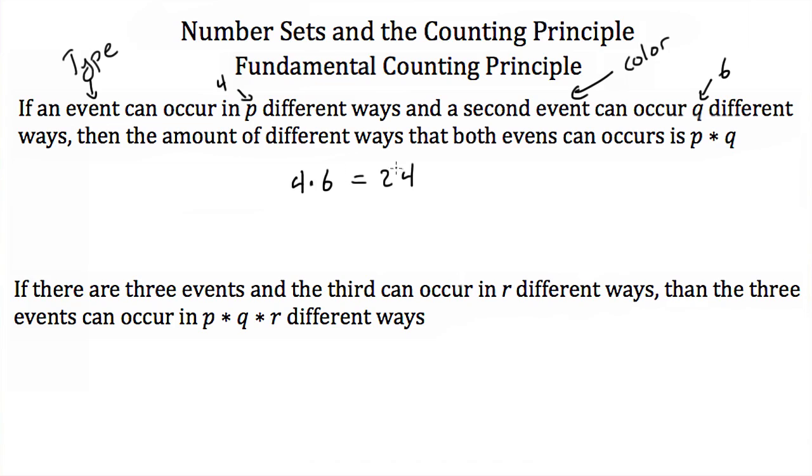Now, if there are more than 2 events going on, then you just keep multiplying the different ways that each one can occur. So if there are 3 events and the third one can occur in R different ways, say R was 7, then the 3 events can occur in 4 times 6 times 7 different ways. And that would be 168 different ways of choosing between the 3 possible events or the 3 possible choices.